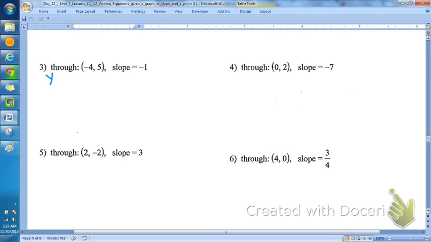Alright, so if they give me a point and the slope, I know I need to use y equals mx plus b 2 times. The first time I need to plug in my x value, my y value, and my slope. Y value is 5, m value is -1, x value is -4, plus b. And so I have to solve for b in that first step.